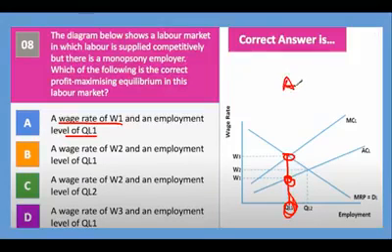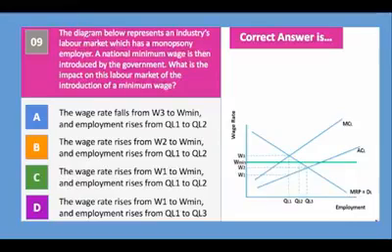I think you did that too. Let's look at the next slide. The diagram below represents an industry's labor market, which has a monopsony employer. A national minimum wage is then introduced by the government. What is the impact on this labor market of the introduction of a minimum wage? Okay, so this is the minimum wage. This is a government intervention. Okay, and now let's see what will be the correct answer.